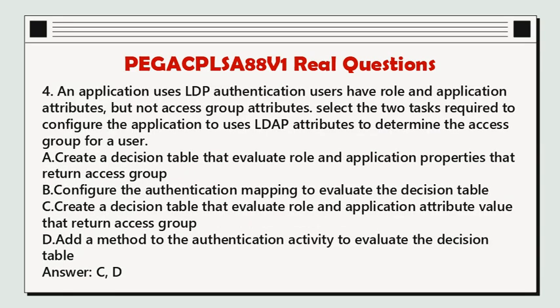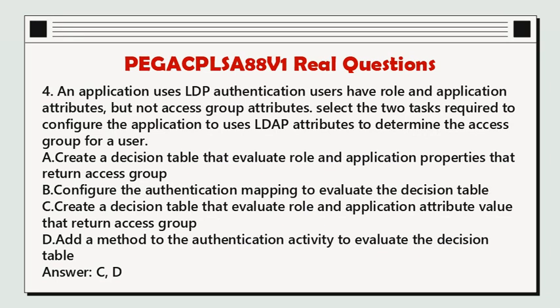4. An application uses LDAP authentication. Users have role and application attributes, but not access group attributes. Select the two tasks required to configure the application to use LDAP attributes to determine the access group for a user.